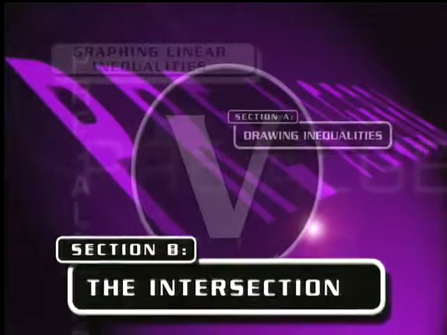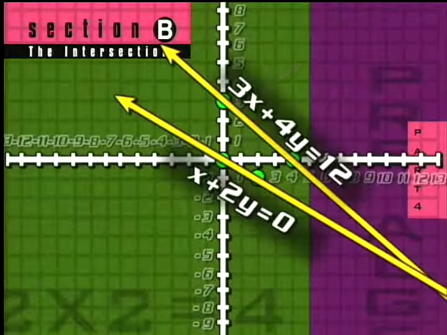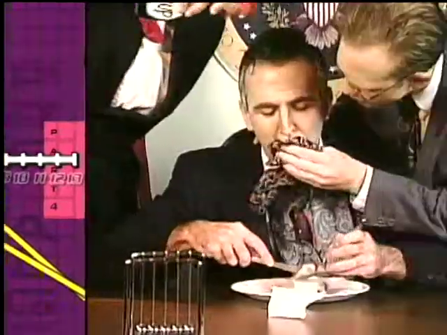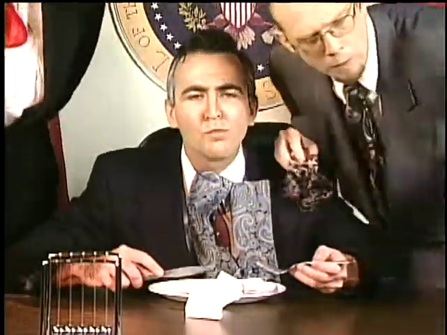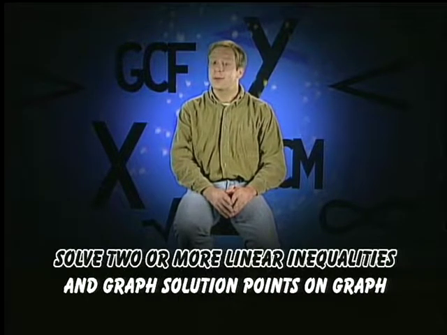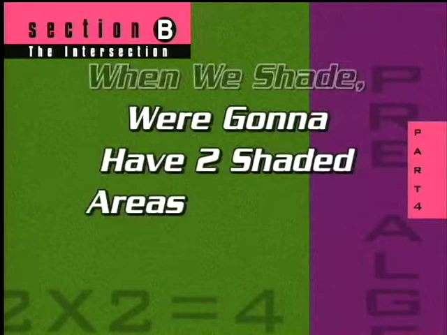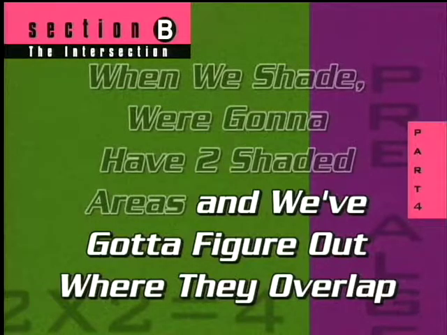Section B, the intersection. Okay, we've talked about points of intersection before, but this is just a little bit different. You know what that means. You gotta listen up. Just like it's possible to have two lines on a graph, two equations represented on a graph, and two pieces of graph paper for breakfast, it's also possible to shade more than one portion of a graph. This phenomenon occurs when we're asked to solve two or more linear inequalities and then graph their solution points on the same graph. So it's really business as usual, except this time when we shade, we're going to have two shaded areas and we've got to figure out where they overlap.